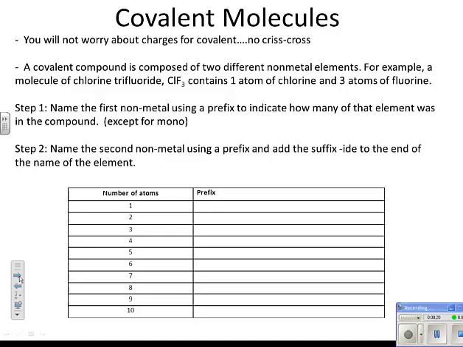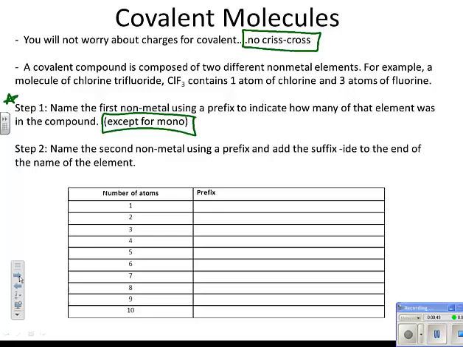But now, since we're sharing electrons, we don't care about charges. So with these, there are no crisscrossing of charges. That's only with ionics. So here are your steps. Step 1, name the first element. So name the nonmetal using a prefix, unless it's mono. We never start anything off with mono, okay? It'll sound weird once you do this a lot.